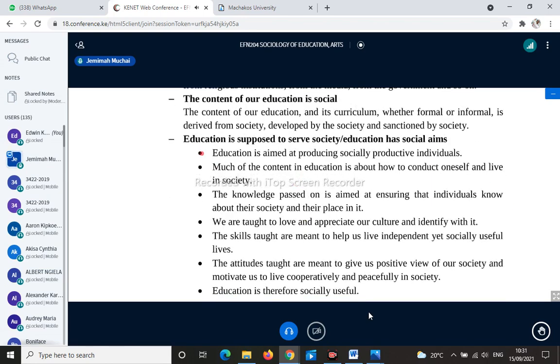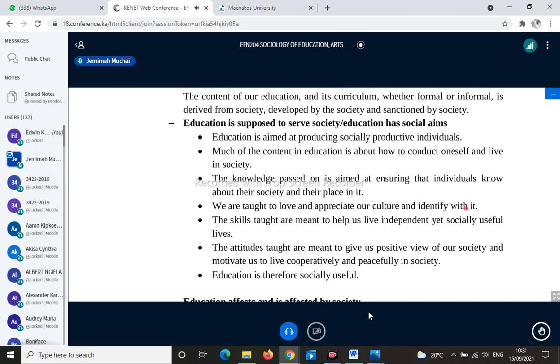Then number four, education is supposed to serve society, or education has a social aim. So this is the fourth point, that education has social aims. It is aimed at specific things within society, to serve society. So what are the aims? Number one, education is aimed at producing socially productive individuals.